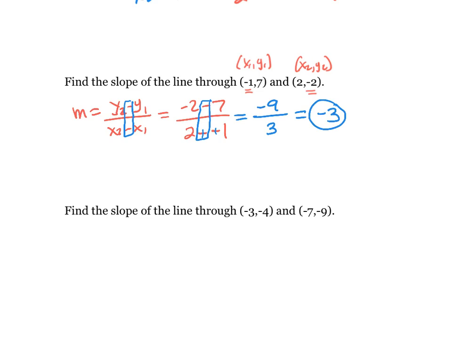So this situation where I had to do the 2 minus -1, this is one of the places where kids get confused. Just remember, when you're subtracting a negative, that's the same as adding. Okay?